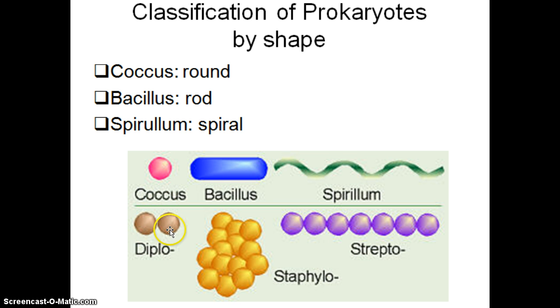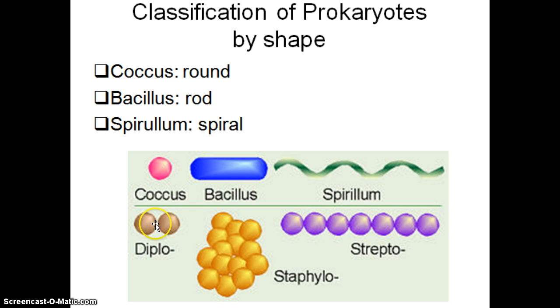So if I were to say Diplococcus, that would mean I'd have two round prokaryotic cells. If I said I had a Staphylococcus, that would be like a grape-like cluster of round bacteria. If on the other hand I said I have a Streptococcus, that means that I have prokaryotic cells lined up in a chain, and they would be round.